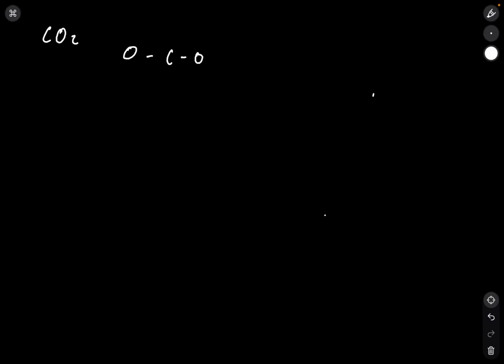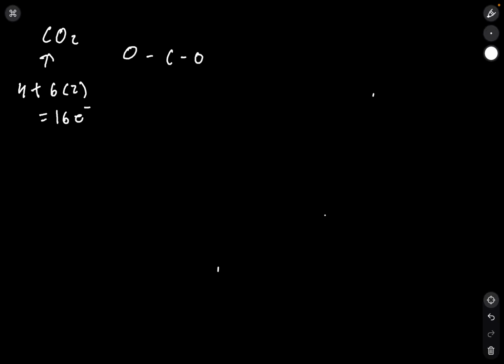So now let's start counting up the valence electrons. C has 4 valence electrons according to the periodic table, and oxygen has 6. So for each one we have to multiply by 6, I'm sorry. So we have 4 plus 6 times 2, which is 12. So in total, this whole compound has 16 valence electrons.